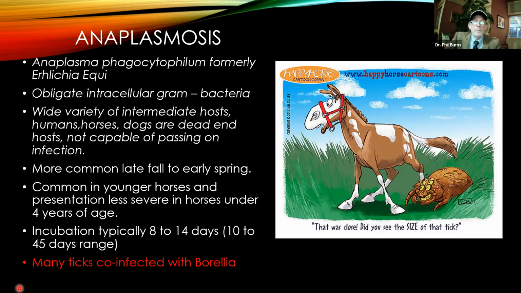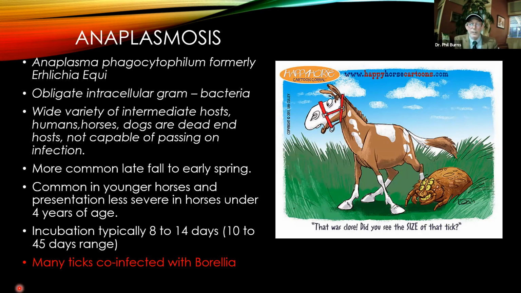What we're going to go over here is Anaplasma phagocytophilum, formerly Ehrlichia equi. It's an obligate intracellular gram-negative bacteria. It has a wide variety of intermediate hosts, which include the human, which is why we get the disease. We're dead-end hosts, which means we're not really capable of passing this on. It's most common in late fall to early spring. Most common in younger horses, and the presentation is less severe in horses under 4 years of age. Incubation is anywhere from 8 to 14 days, but up to 45 days.